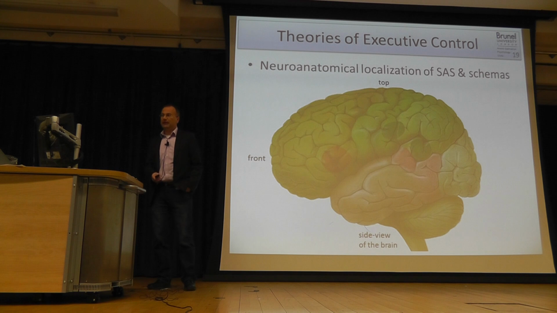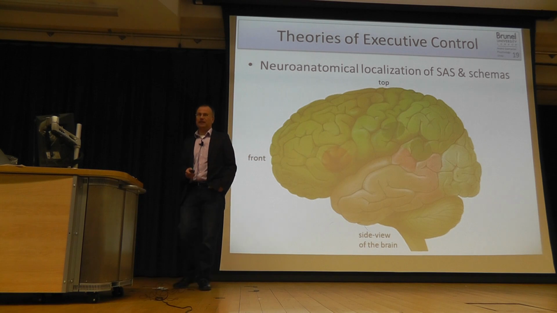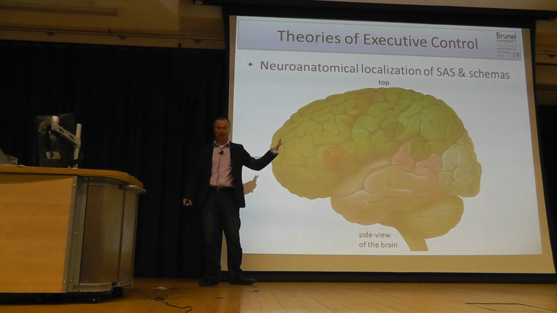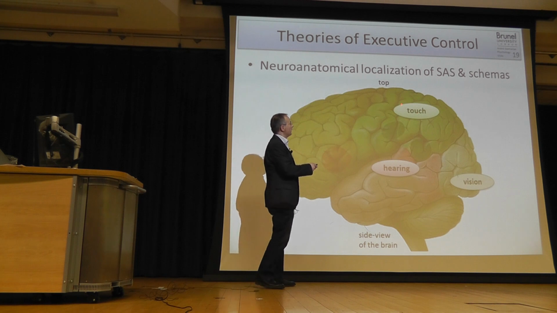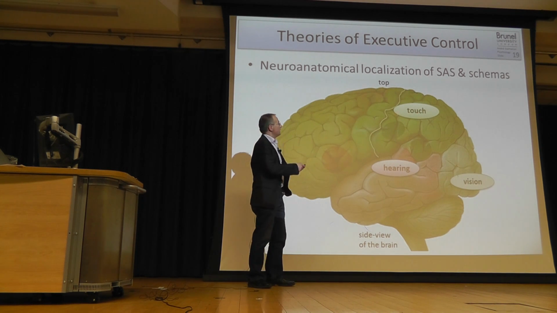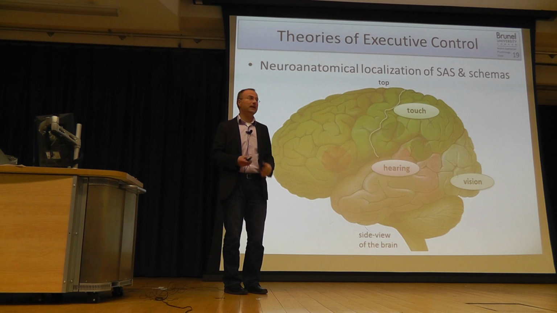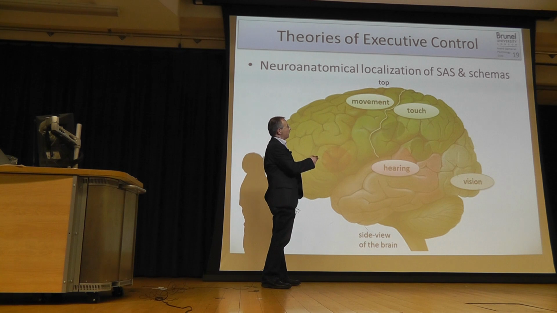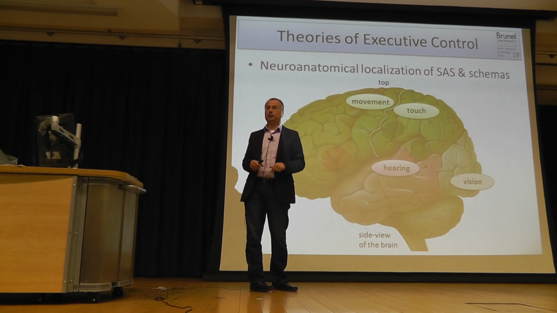Okay, so going back to the anatomical localization of the SAS and the schemas. This is a schematic illustration of the brain, and let's go quickly through the brain anatomy. We have several sub-areas like vision in the back, hearing here, the temporal lobes, then somatosensory processing here, and then we have this central sulcus, which is a very prominent landmark dividing the brain. Anterior to the central sulcus, we have movement control. We have neurons here which go directly down the spinal cord and control our muscles.